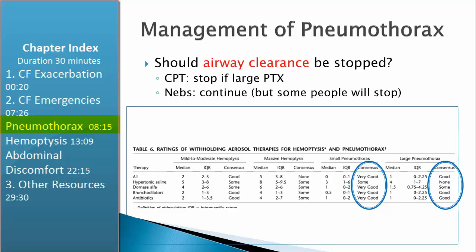So as you can see, here are some consensus guidelines for withholding inhaled therapies for pneumothorax. And as you can see, there's some to good to very good evidence to actually stop all of these, including hypertonic saline, pulmozyme, bronchodilators, and inhaled antibiotics. I think in practice, we do often stop the chest physical therapy, the hypertonic saline, and the pulmozyme because these can make patients cough and increase their intrathoracic pressure, but we will often continue things like albuterol or inhaled antibiotics to treat the exacerbation.